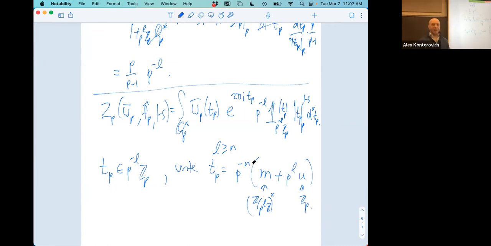Does that make sense? Any element in P to the minus L Z_P, what does this mean? It means this is something like a_{-L} P to the minus L plus a_{-1} P to the minus 1 plus a_0 and so on. Okay, but I don't know that a_{-L} is non-zero. So where's the first non-zero term? So P to the minus N somewhere, could be over here, wherever the first non-zero term is. Then what are the first L coefficients of that? And then the rest.